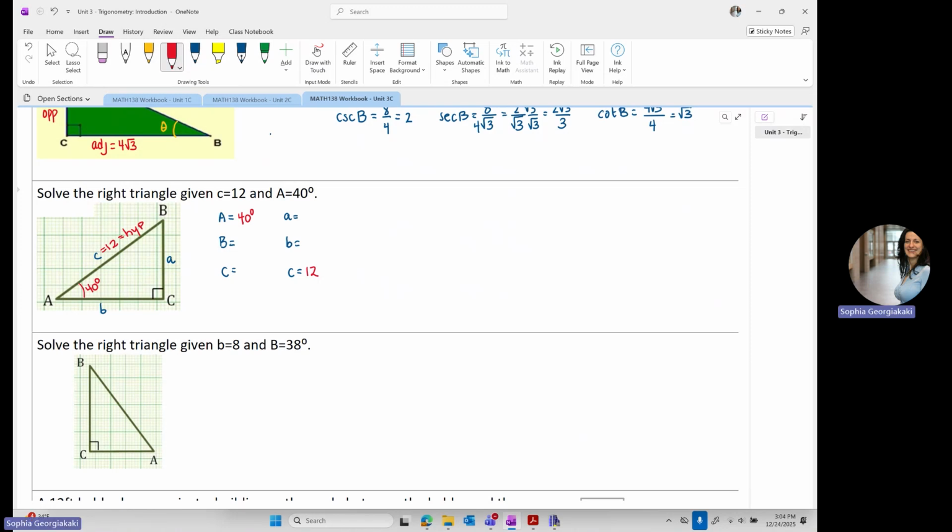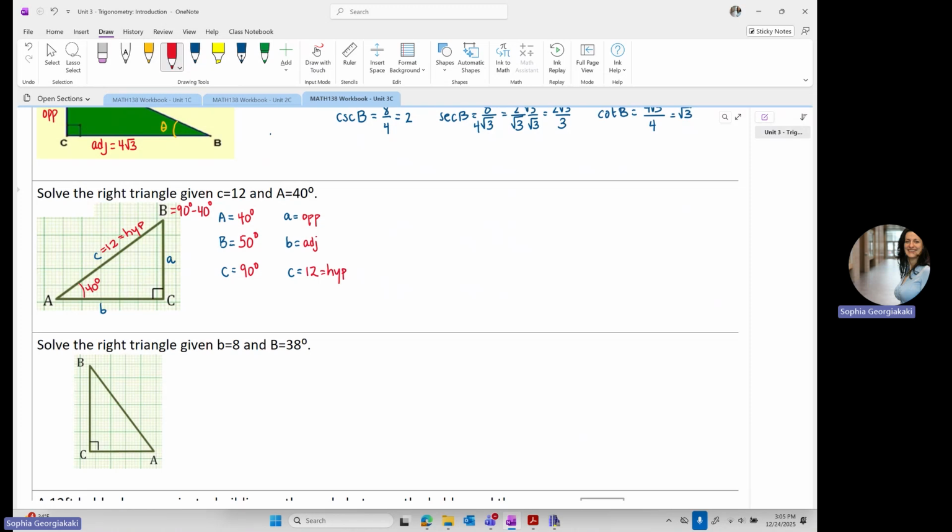We know that C is the right angle from this drawing, therefore B is the complementary from A, so 90 minus 40 degrees, that will be 50 degrees. And side a will be the opposite to angle A, and side b will be the adjacent to angle A. So they have given me the hypotenuse.